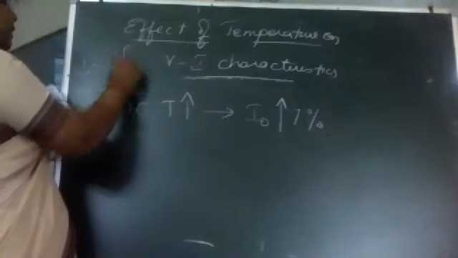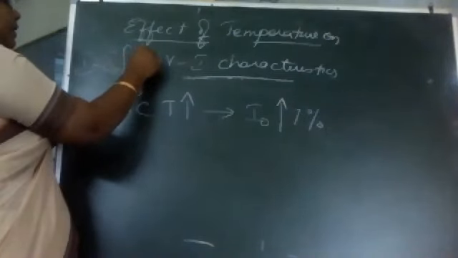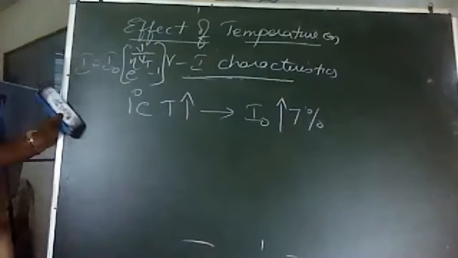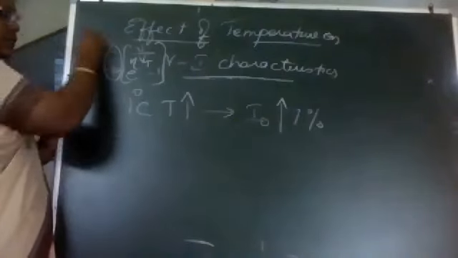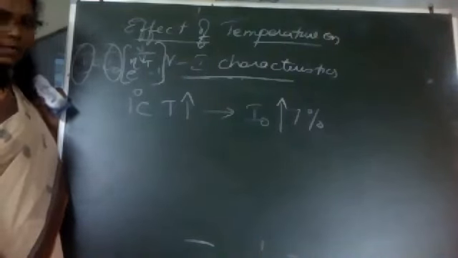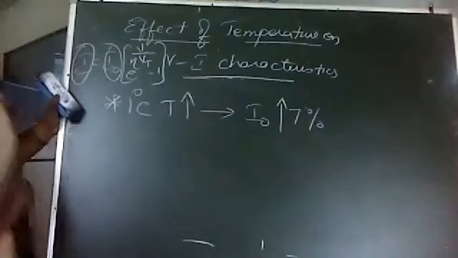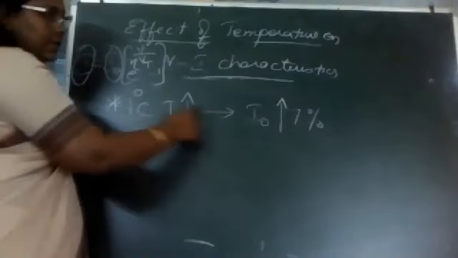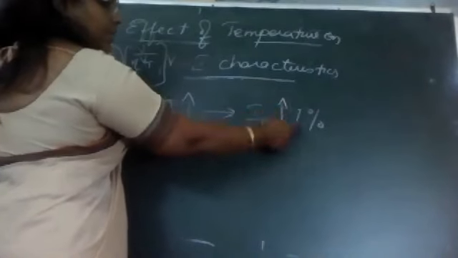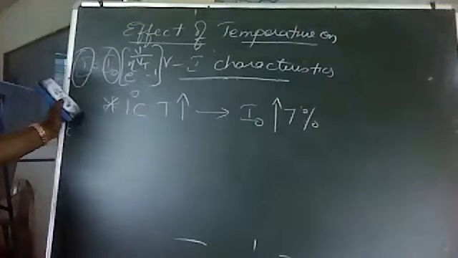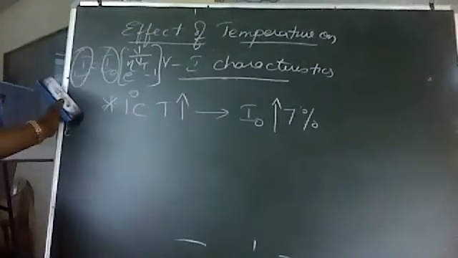I is equal to I naught into e power V by eta Vt minus 1. So based on this, what is happening? When I naught is increasing, automatically I is increasing. This is a very, very important relation. For every 1 degree rise in temperature, the reverse saturation current increases by 7%. This is a very important question which is expected even in the GATE examination.